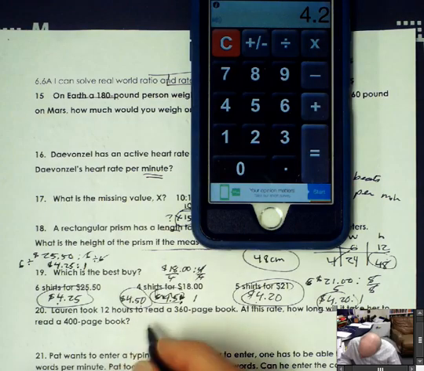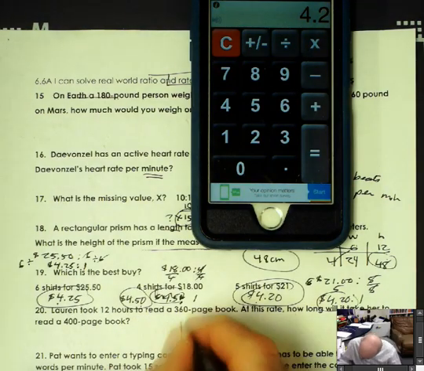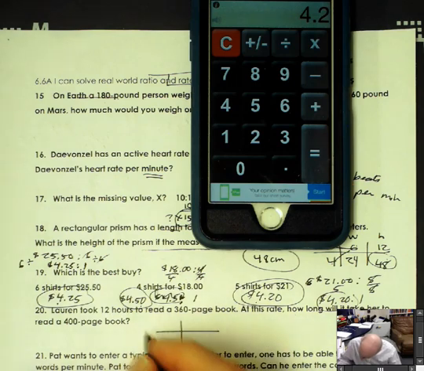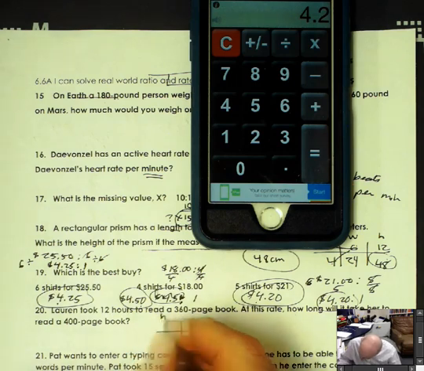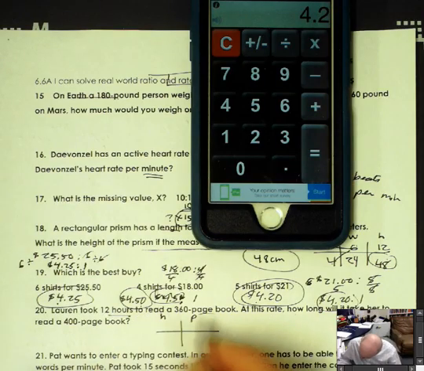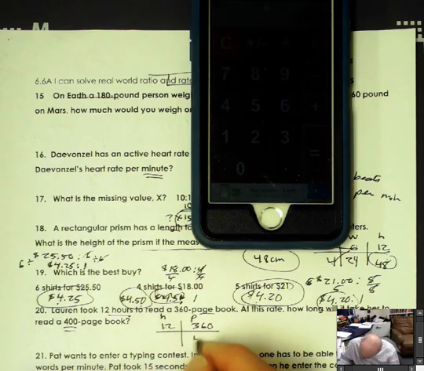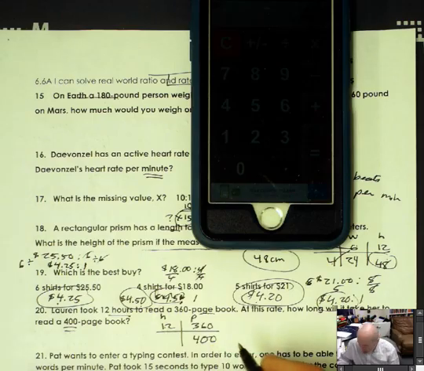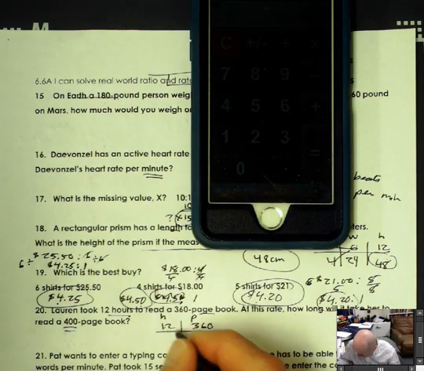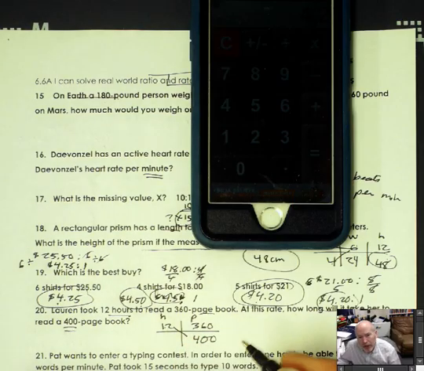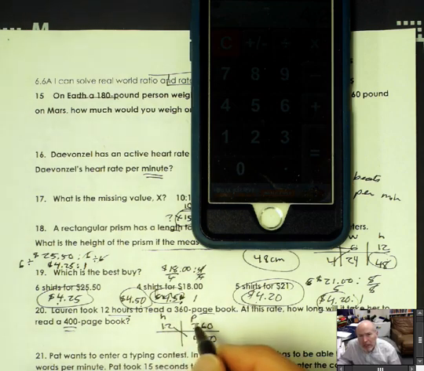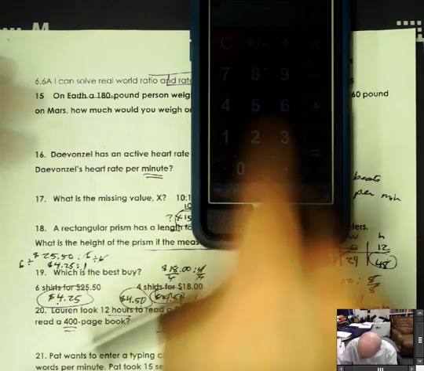Lauren took 12 hours to read a 360-page book. Go ahead and get one of these ready. So we've got hours and pages that we're talking about here. She took 12 hours to read a 360-page book. At this rate, how long will it take her to read a 400-page book? So I got hours, so my 400 goes down here because we're talking about the pages. And I know you guys know what to do now. And I hope you're getting the idea here. You just have to read carefully, make sure that you label your little box, and then put the numbers in. All right, let me get this one.